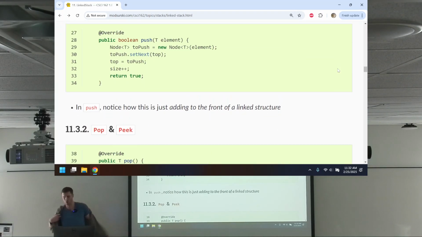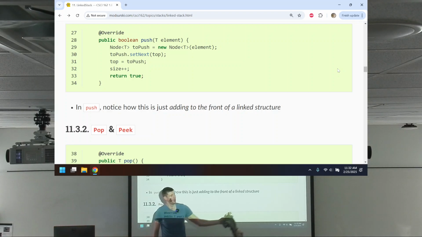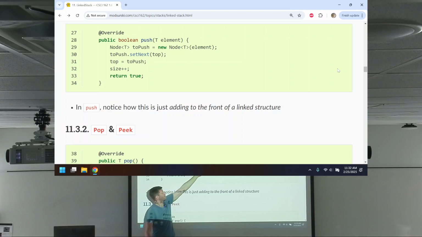And then push. Push will take the element we want to add, create a new node with the element in it. The new node's next will be the top, and then top will be the new node. That's just inserting at the front of a link structure.